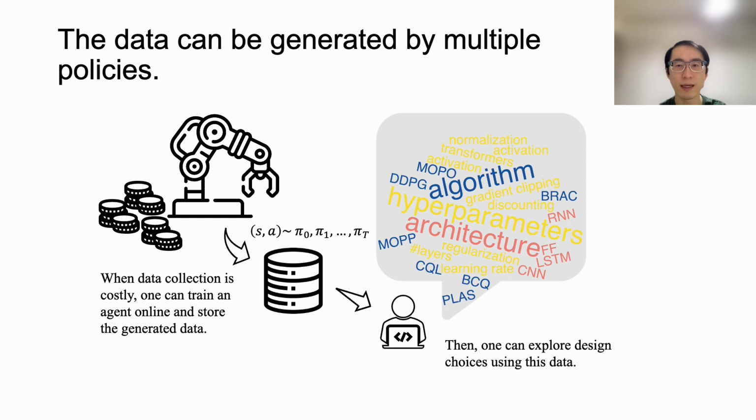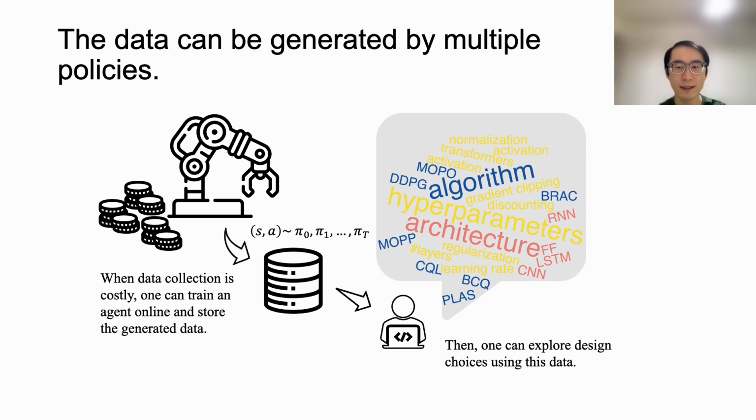Here's another scenario that I would like to talk about. Sometimes we can generate training data using a real system, but such data collection is very expensive, so it is unlikely that we try every design choice using the real system. What we can do is train one agent online and store the training data. Then we can use the data to try out design choices, such as different algorithms and architectures.